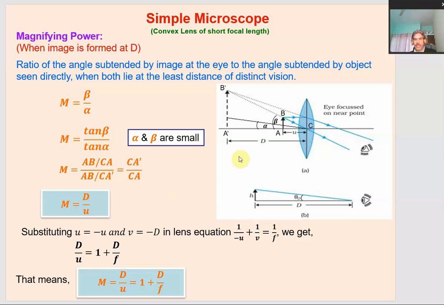Now, by making use of sign conventions, we can substitute the values of CA dash and CA. CA dash is equal to D, the distance of the image, which is capital D, the least distance of distinct vision, divided by CA, which is nothing but the object distance u. Both are taken as negative, so D as well as u will have a minus sign because the values are taken according to the sign convention. Both lengths are measured opposite to the incident ray, so both are negative. Their negative signs cancel out and we get the formula for the magnification.